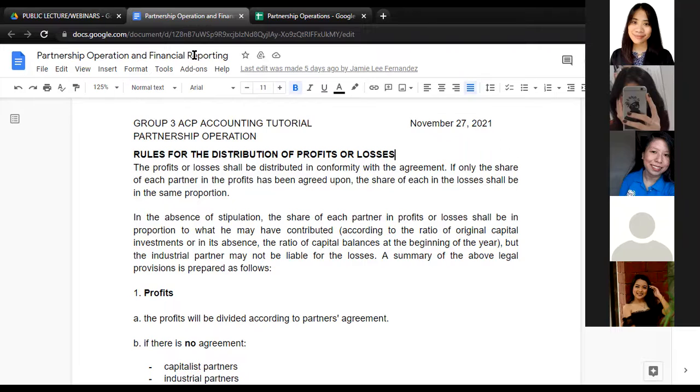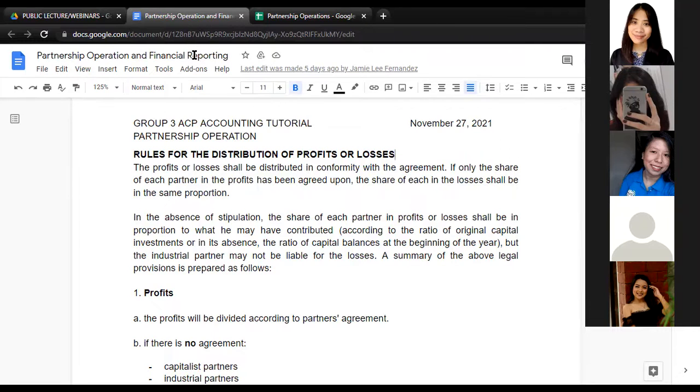Partner in their profits or losses shall be in the proportion to what he may have contributed. So, kapag wala kayong napag-usapan, magbe-base yun sa inyong kinontribute, either according to ratio of original capital investment doon sa pagsisimula nyo bilang isang partnership, or for example, kung ilang years na kayo nag-operate, the ratio of the capital balance at the beginning of the year. Kung magkano man yung capital balance nyo sa pagsisimula ng taon, yun yung pagbabasehan ng profit or loss ratio.